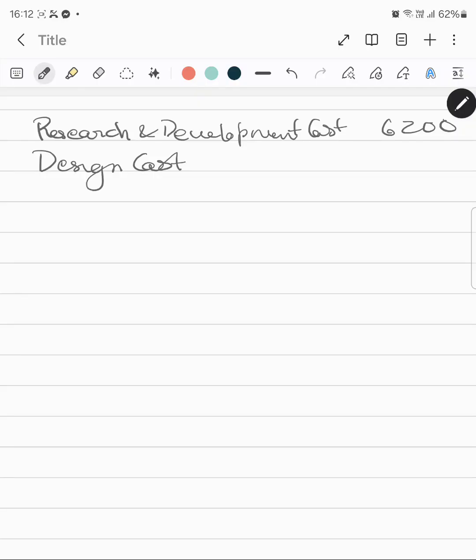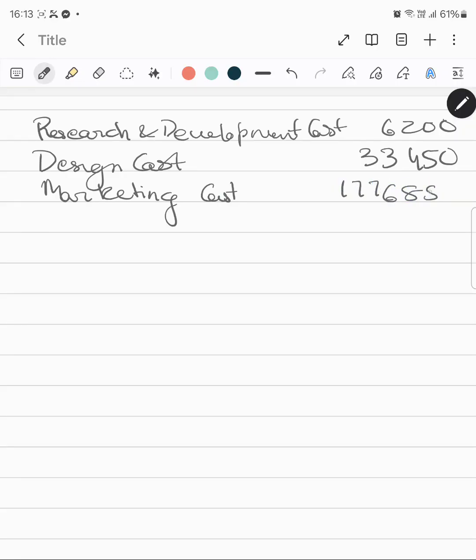Now if the design cost is 33,400, will this be per unit, or this is the cost which will be taken as a whole? I think designing cost, research and development cost are the initial cost, and these are taken as a whole only. These are not cost per unit. Okay, so design cost will be taken as it is, 33,450. Marketing expenses 1,77,685. These are not variable.